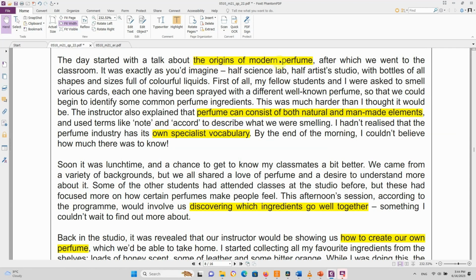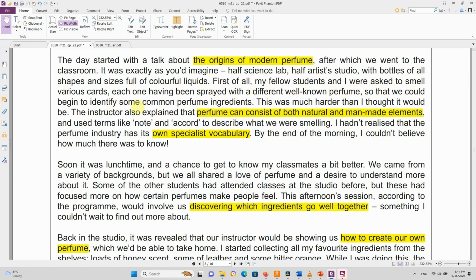After which we went to the classroom. It was exactly as you'd imagine, half science lab, half artist studio, with bottles of all shapes and sizes full of colorful liquids. First of all, my fellow students and I were asked to smell various cards, each one having been sprayed with a different well-known perfume, so that we could begin to identify some common perfume ingredients.